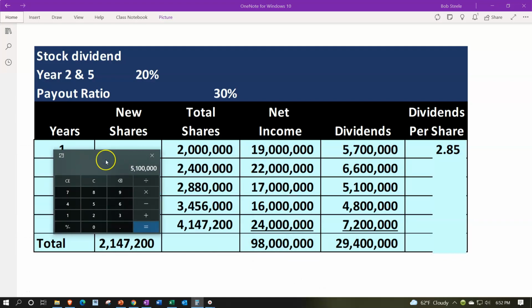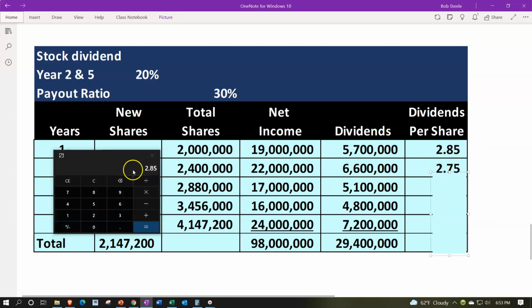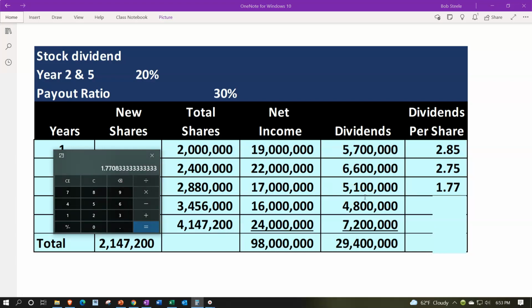So if we do that, then we're going to take year one. We had the 5,700,000 divided by the number of shares of the 2 million. That means we got the dividends per share of the 2.85. Then what happened next, year two, we had the 6,600,000 divided by the shares 2,400,000, and that's going to give us our 2.75. And then the next year, year three, 5,100,000 divided by the 2,880,000. That's going to give us our 1.77 about.